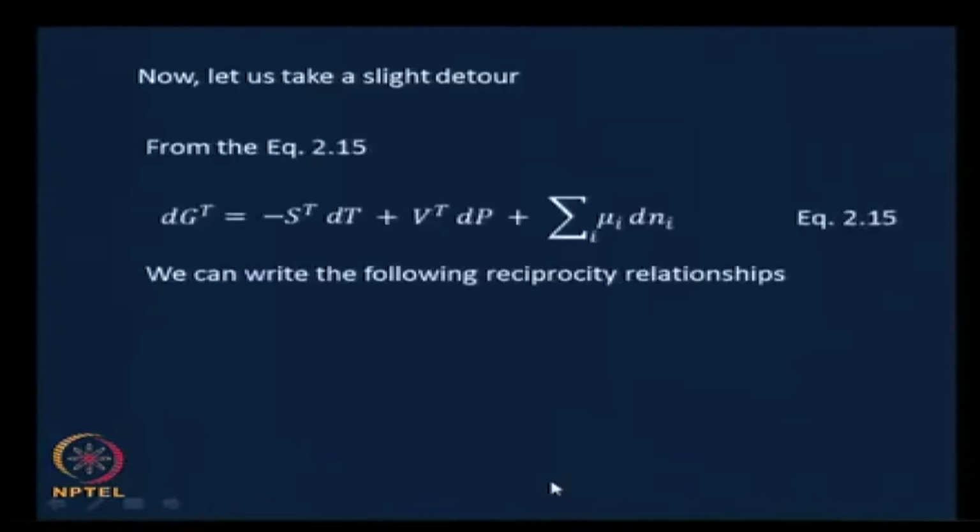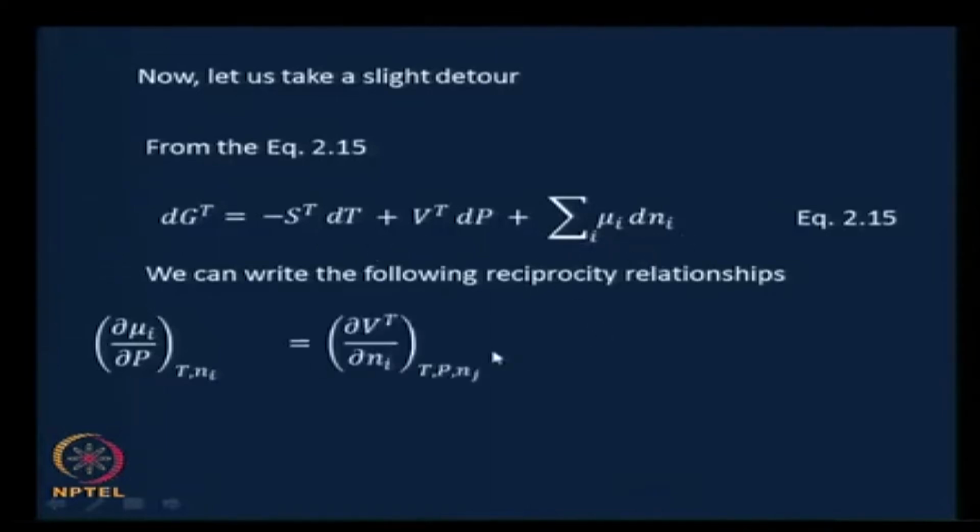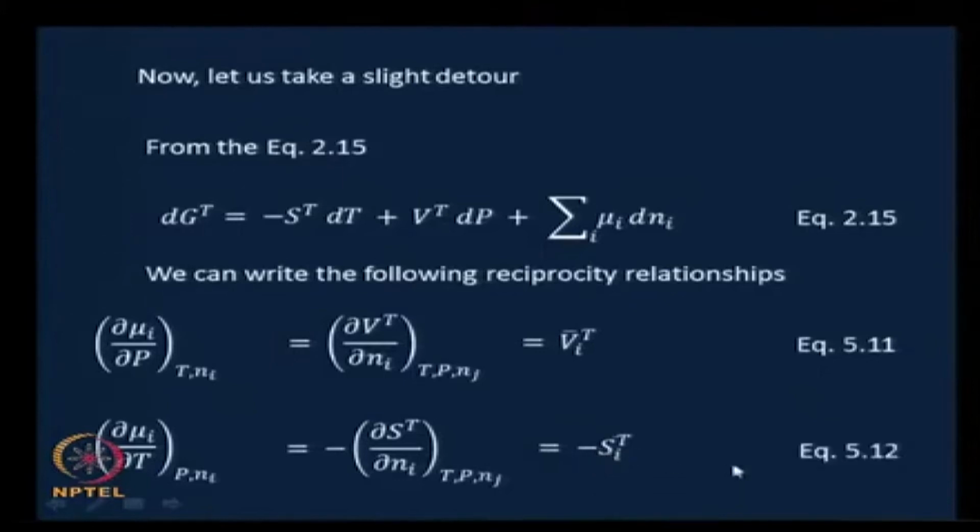When we took the detour, we started to consider this equation 2.15, dG_T equals minus S_T dT plus V_T dP plus sum over mu_i dn_i, and then when we employed the reciprocity relationships that we picked up in module 2, over two parts of this equation, the right hand side at a time, we got that dou mu_i by dou P at constant T and n_i was dou V_T by dou n_i at constant T, P, all other n_j's, and by definition this was nothing but the partial molar volume, and similarly we got the temperature functionality as partial molar entropy. Therefore, these were the terms in the previous equation, if you recall.